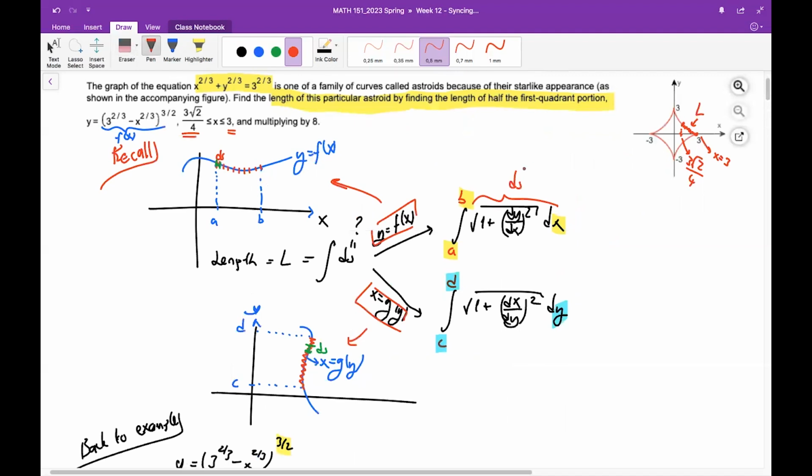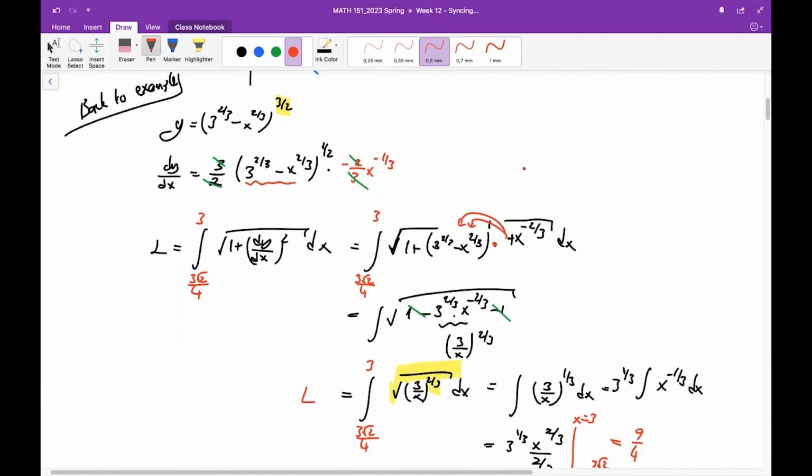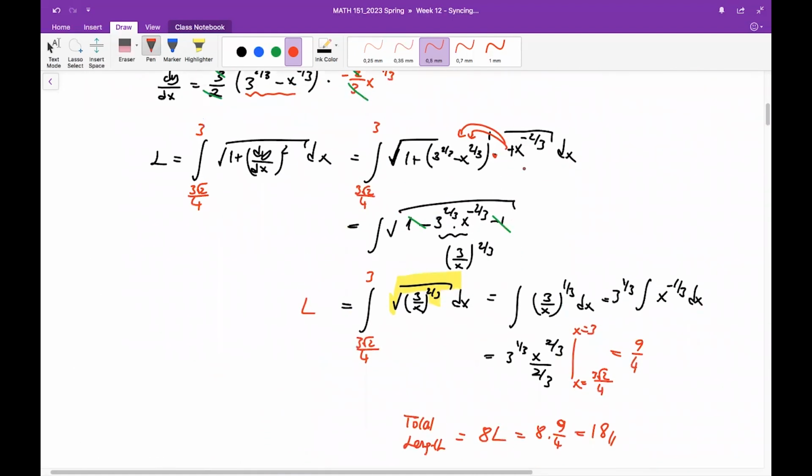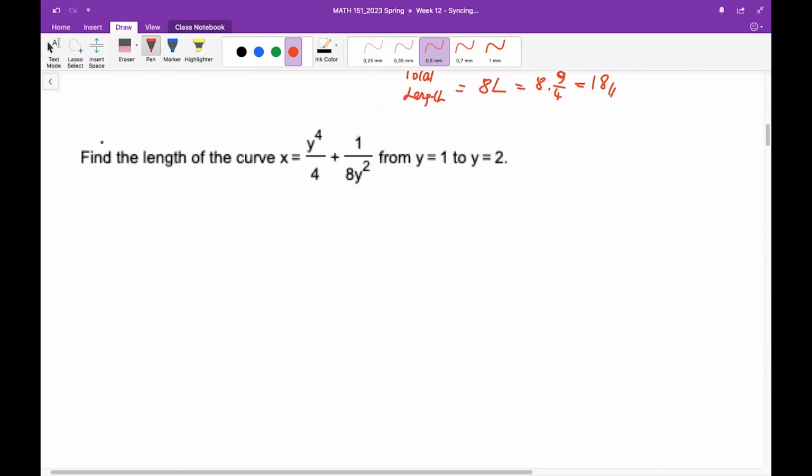Okay, any questions about our computation and so on? If no questions, I want to move on with the next case, with the next example. In this example, there's another curve. This time our curve x is given in terms of y. And as you notice, the boundaries of the integral is also given in terms of y.